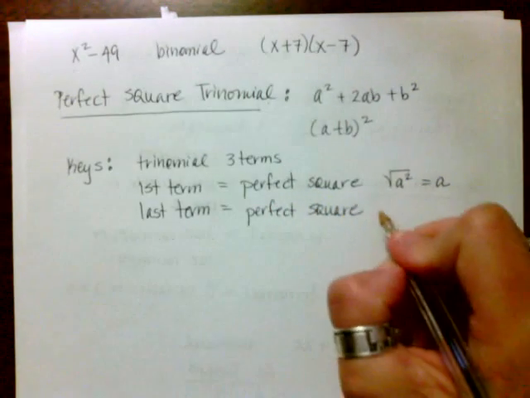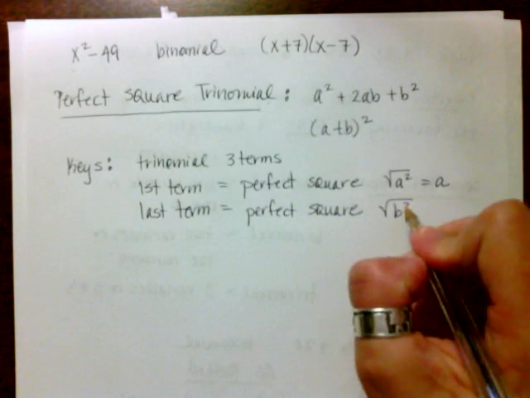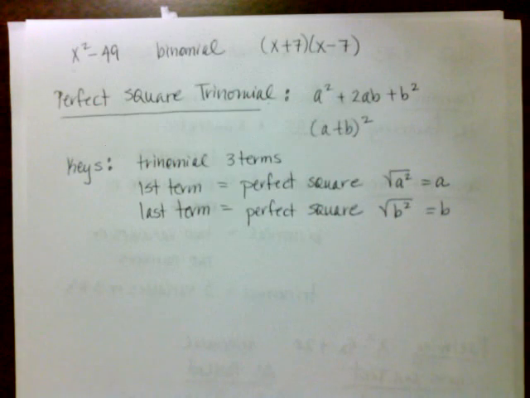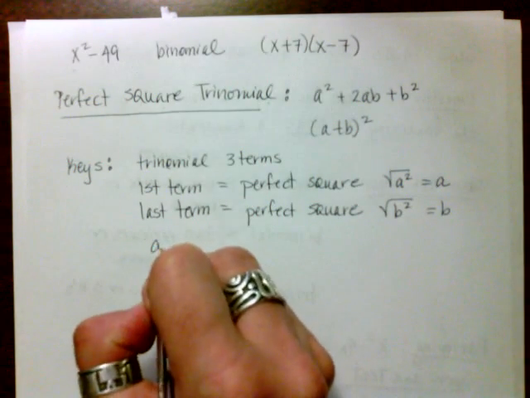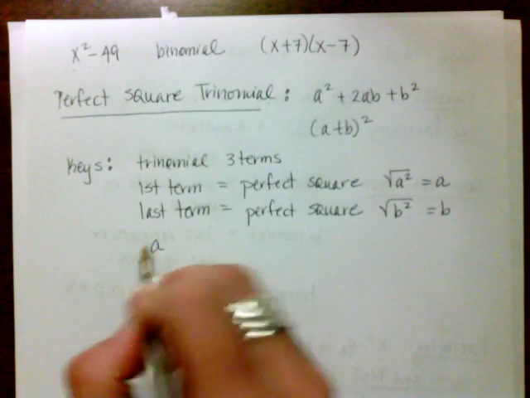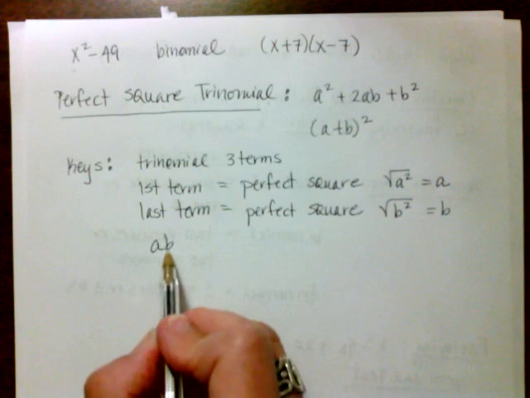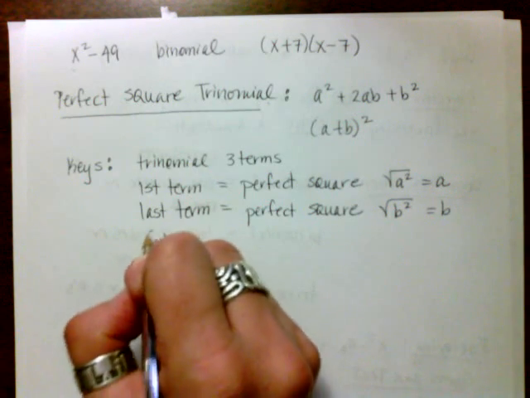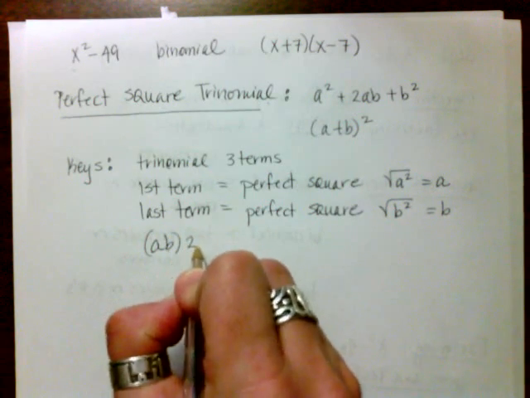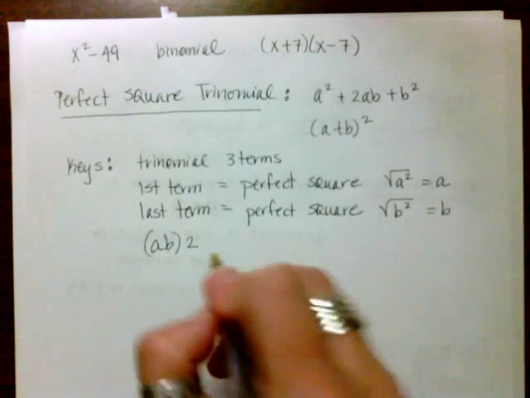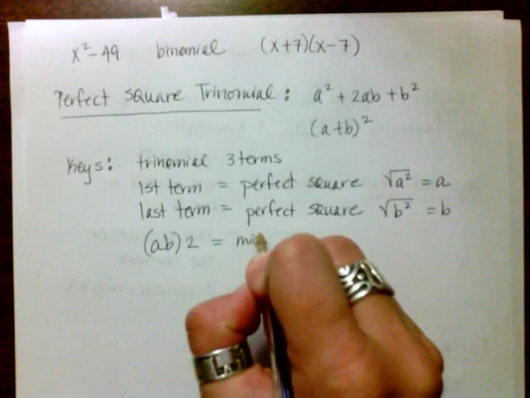All right, so my last term also has to be a perfect square, so that when I take the square root of that term, I get b. Then you need to look at the middle term. So if I take a, which was the square root of the first term, and b, which is the square root of the last term, multiply those two things together and double it, then that gives me the middle term.